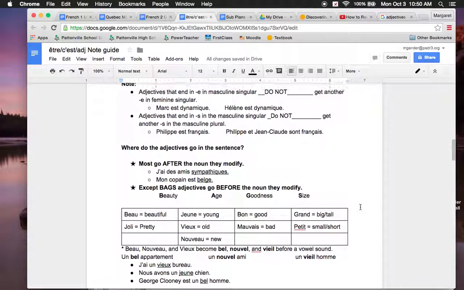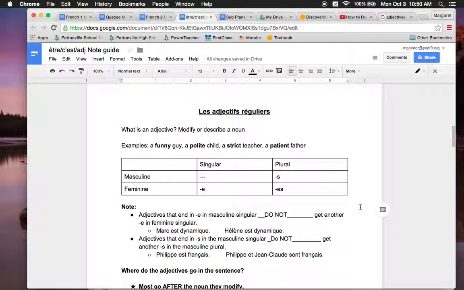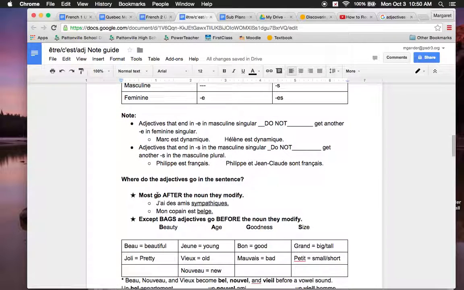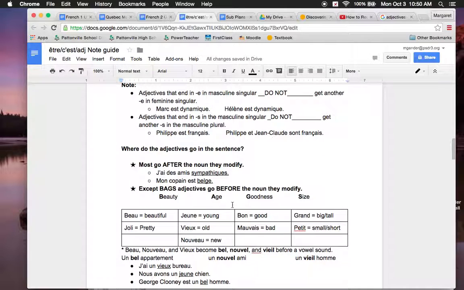All right, so for the rest of class, I want you to work on the adjective worksheet that I have given you. You may once again work with a partner, and remember that when we are describing people, the adjectives are going to usually go after the noun, except for beauty, age, goodness, and size. Okay? Those are going to go before.